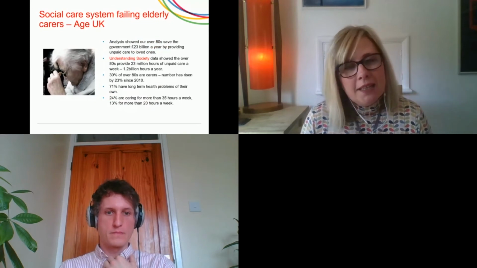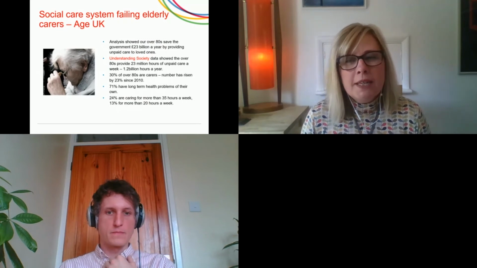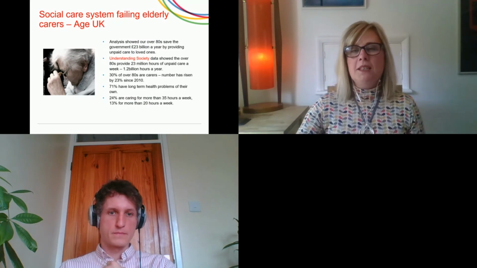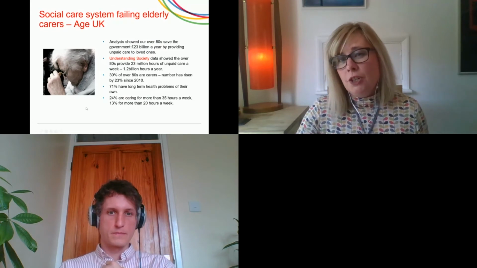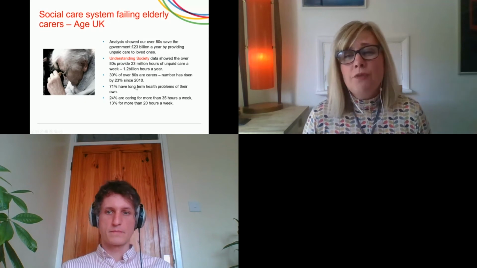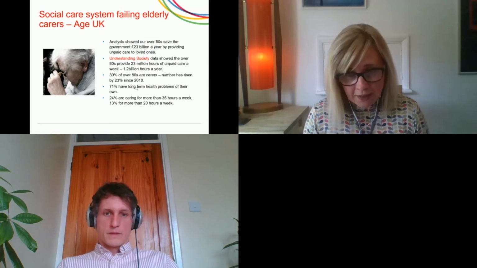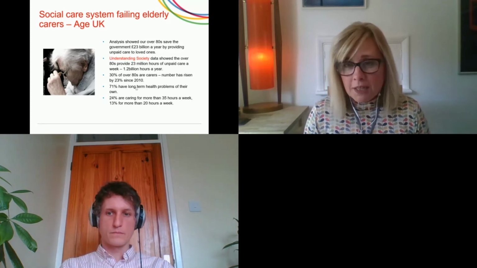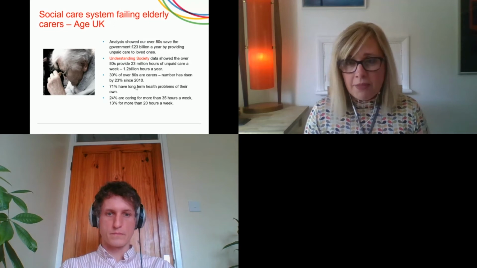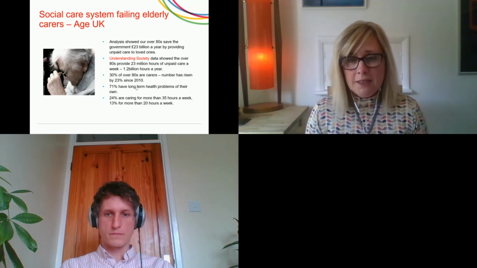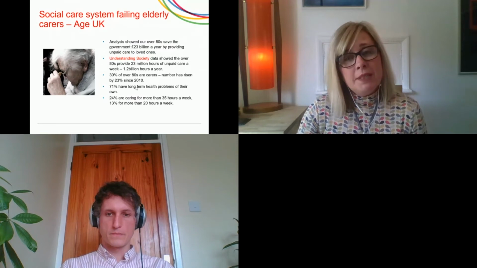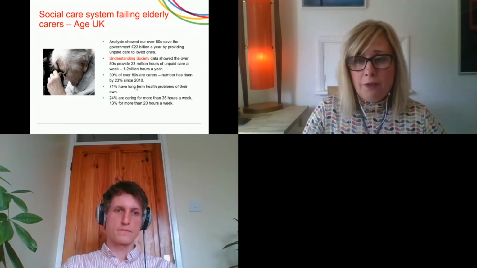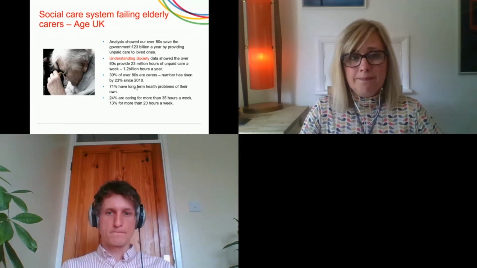So on to the next slide, which is slide 18. Age UK. Analysis showed that our over 80s save the government £23 billion a year by providing unpaid care to loved ones. Our data showed that our over 80s provide 23 million hours of unpaid care a week, which equates to 1.2 billion hours a year. 30% of our over 80s are carers, and that number has risen by 23% since 2010. 71% have long-term health problems of their own, and 24% are caring for more than 35 hours a week.